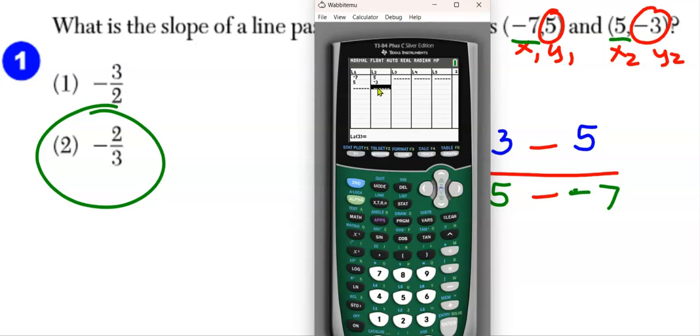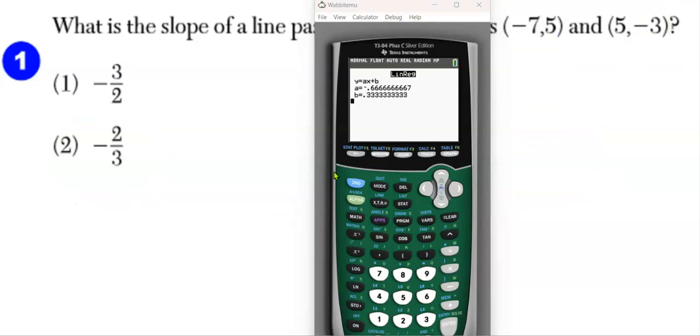Once these 2 points are listed, you can go back to the Stat button, arrow over to the Calc menu, choose number 4 for Lin Reg. Press Enter 5 times, and there's your slope. Unfortunately, this one is in decimal form, but it's the same as negative 2/3.